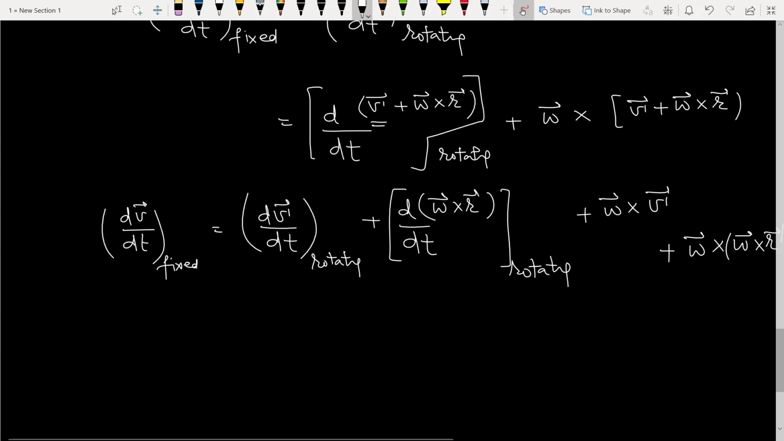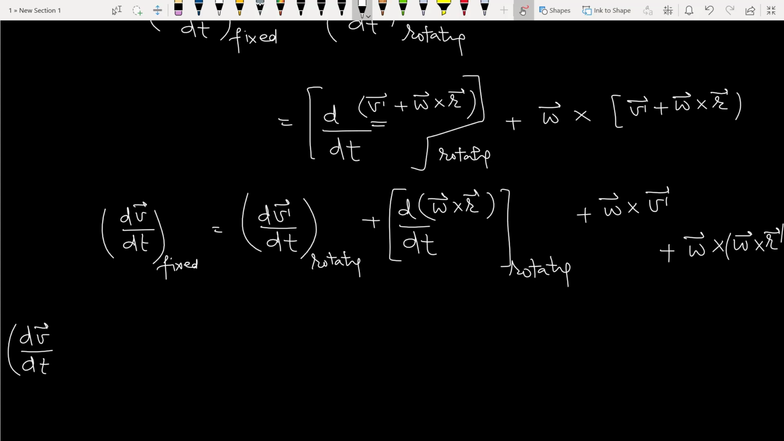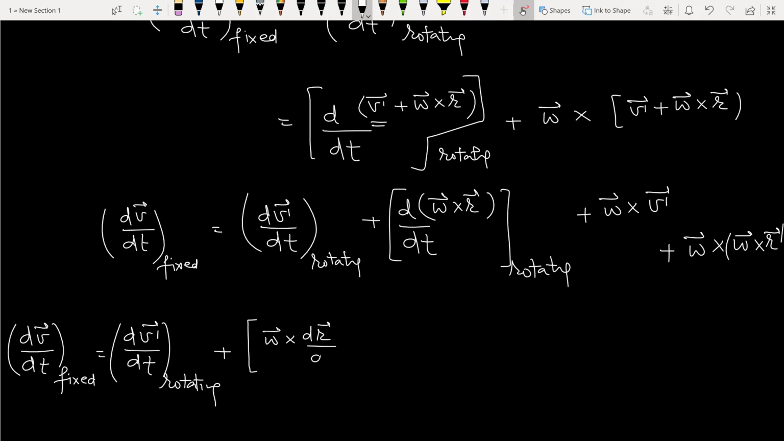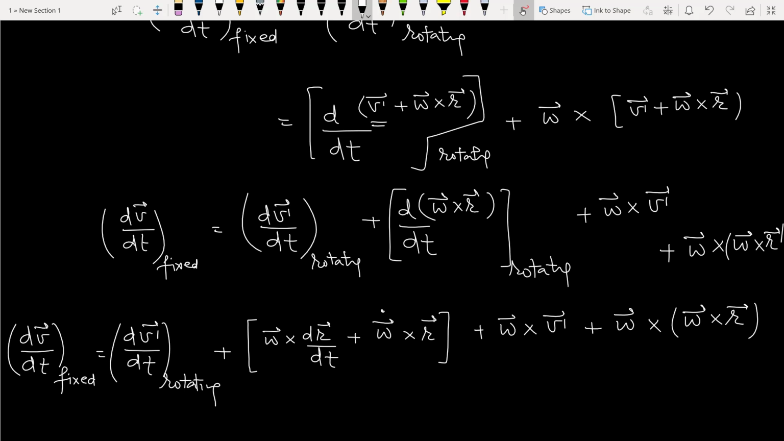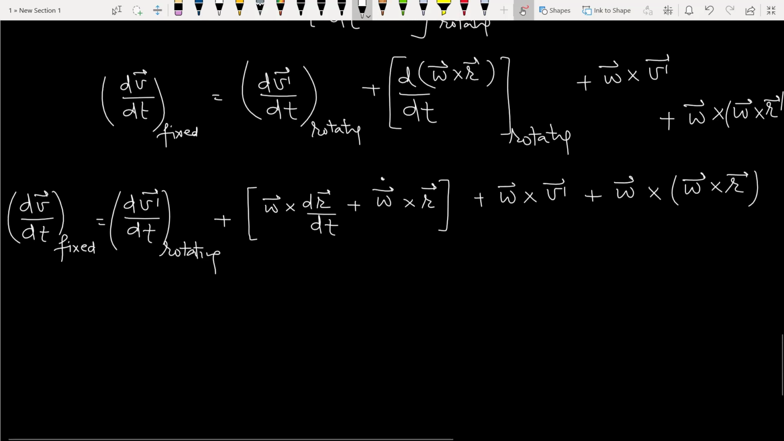So now again we rewrite it. It is in fixed frame, dv dash upon dt in a rotating frame, plus differentiate this first term as such, derivative of second, plus derivative of first, second term as such, plus omega cross v dash, omega cross r. So this is in rotating frame.